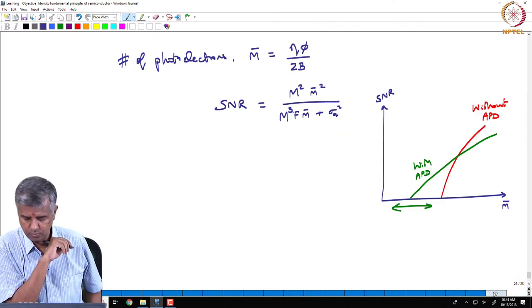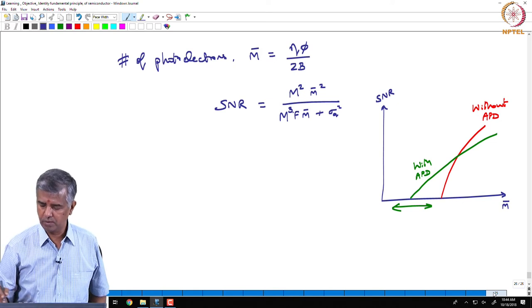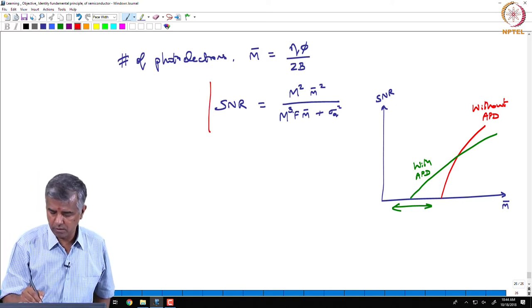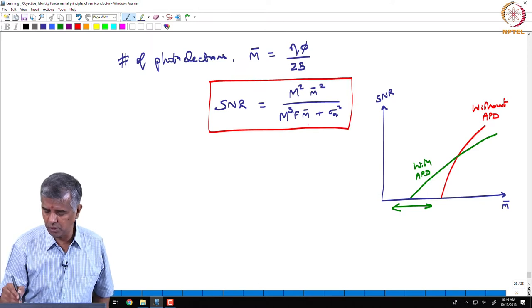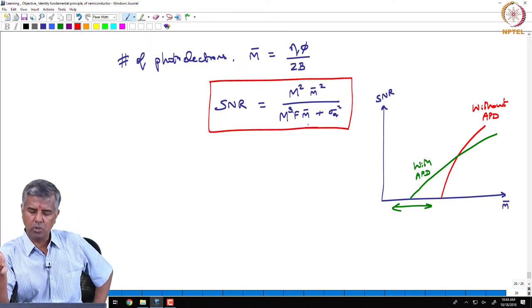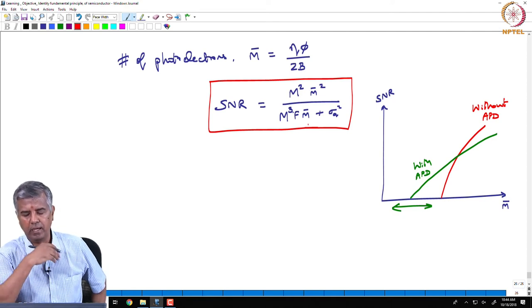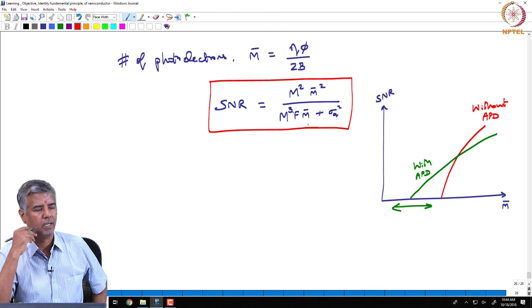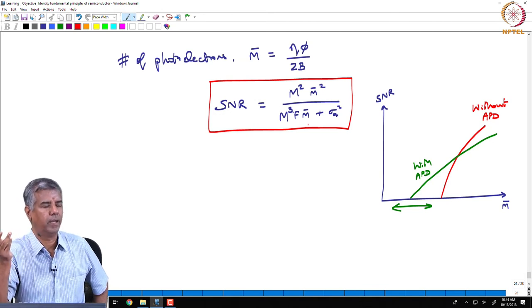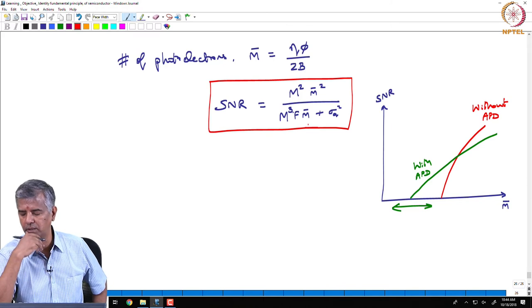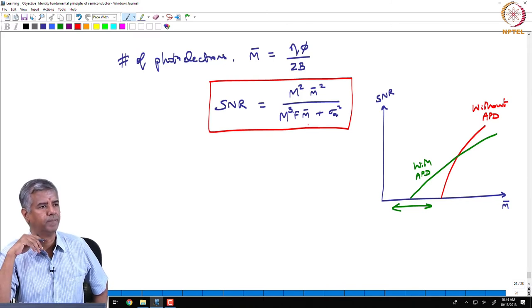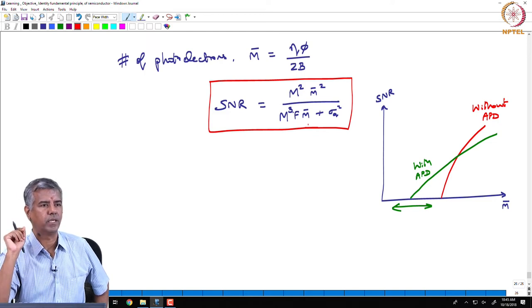Okay, but the primary idea is that you can look at it in terms of photoelectrons, or you can go one step before this and say, I want to look at it in terms of the number of photons that are falling on the photodiode, right. So that will be a very similar picture that you see here. When you have very few photons falling on the detector, then you use an APD, but if you have a large number of photons falling on your detector, then you are better off just using a PIN photodiode, okay.